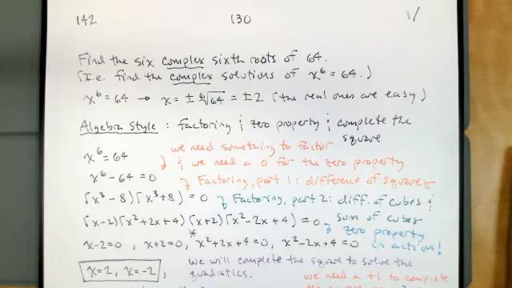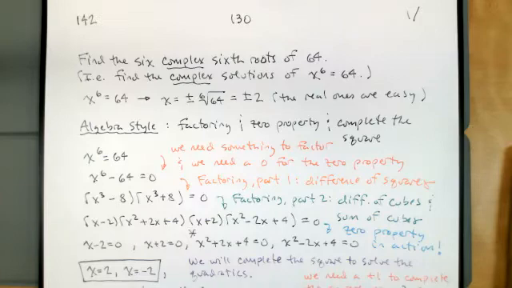So I start with my equation, x to the 6th equals 64. I want to use the zero property, so I get everything on one side. I make one side equal to 0. We need a 0 for the zero property. Now I have x to the 6th minus 64 equals 0.